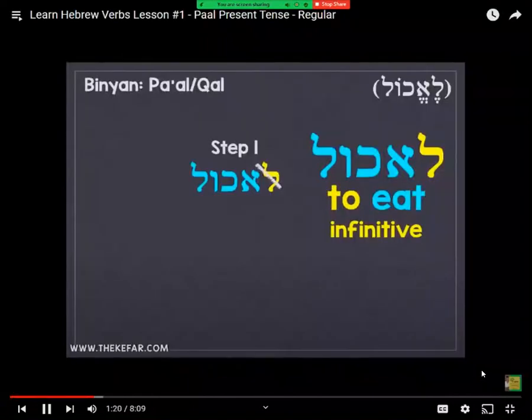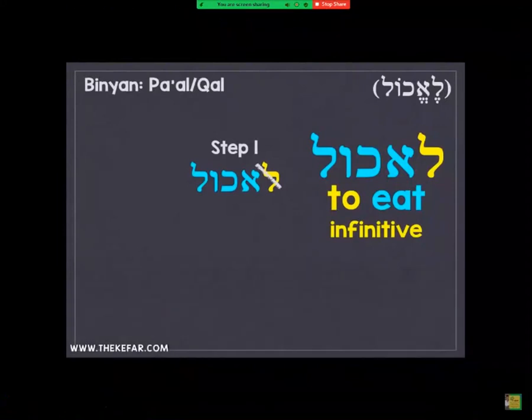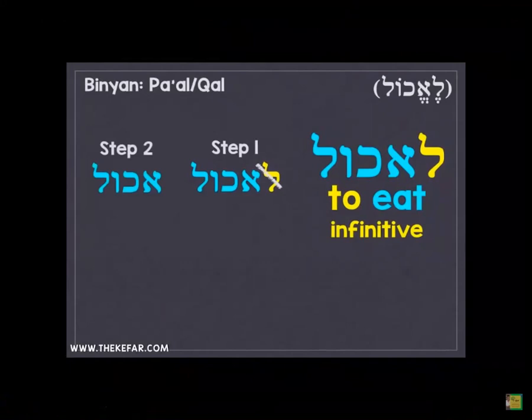We want to check and see if we have the 3 letters that we need for our root. So we still have an extra letter here. And the second to last extra letter with this binyan will be either a vav or a yod. So what we're going to do in step 2 is we're going to get rid of that vav or that yod. So with this verb, le'echol, we see that it's a vav. So we're going to go ahead and get rid of it. And now we have the 3 letters of our root.